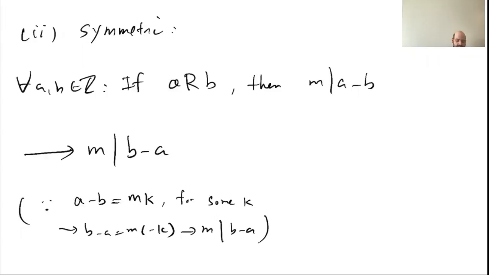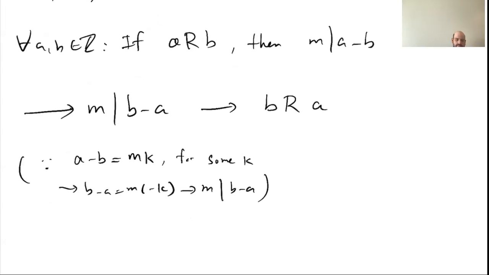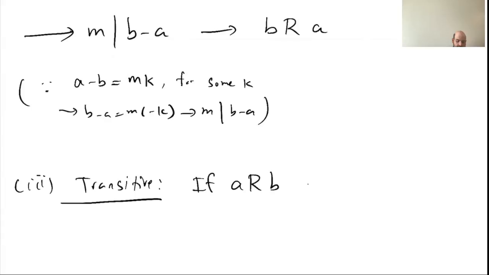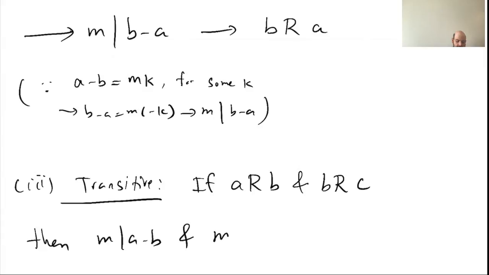And M divides B minus A means B R A. And finally, transitive. Transitive if A R B and B R C, right? Then what can we say? Then we can say that M divides A minus B and M divides B minus C.